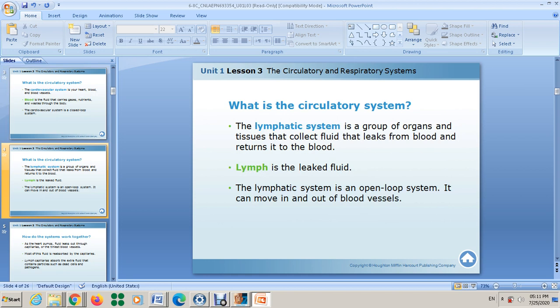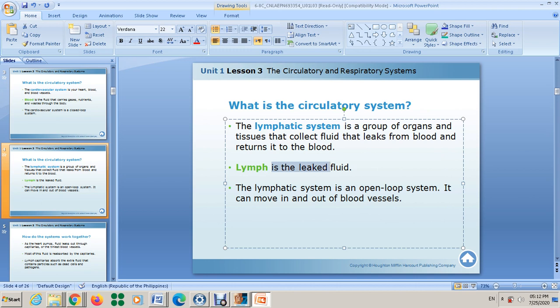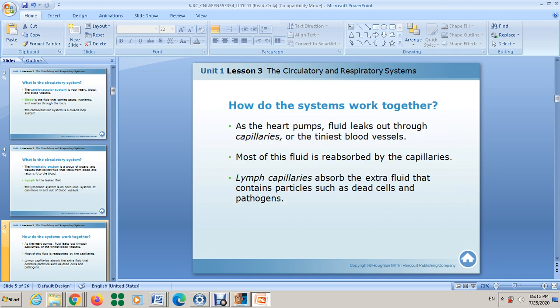These points about the lymphatic system are important. You have to know them, you have to write them. What is the lymph? It is the leaked fluid. The lymphatic system is open; we have mentioned that lymph can move in and out of blood vessels. So these are important.